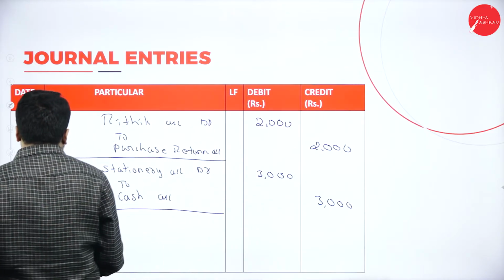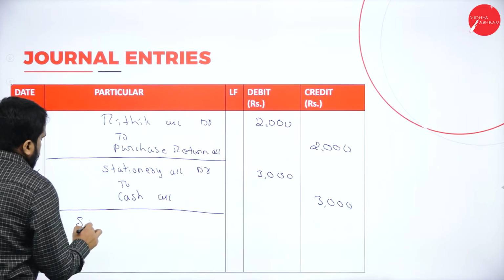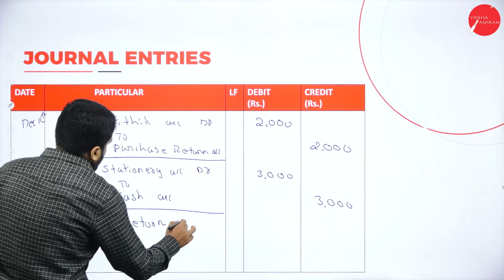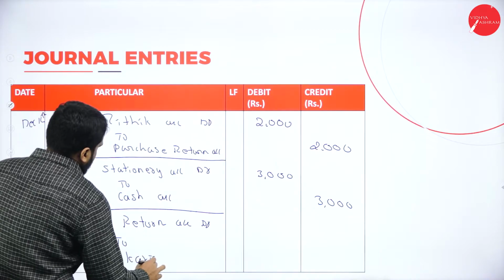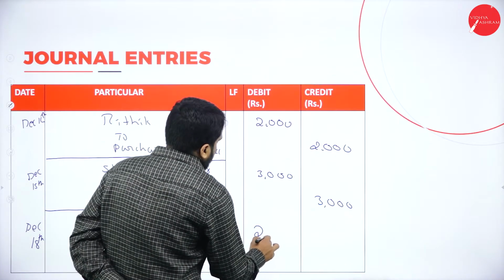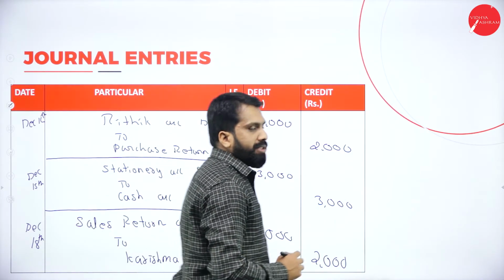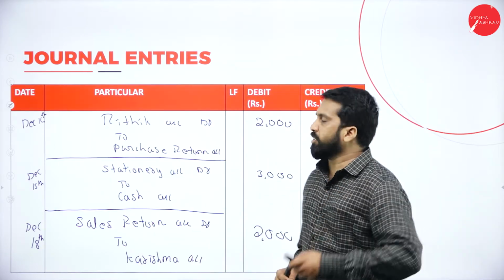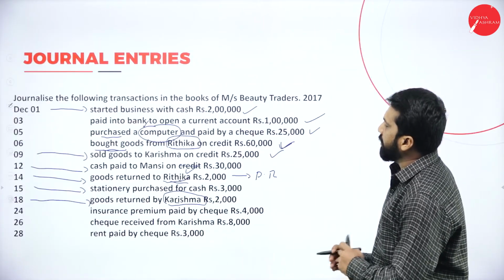So December 18th, sales return account debit to Karishma account. Amount is how much? 2000 and 2000. Up to this, any doubt? No doubt? Yes. Now we'll go for the next one. So next one is what? Another 3 more entries to go in this.